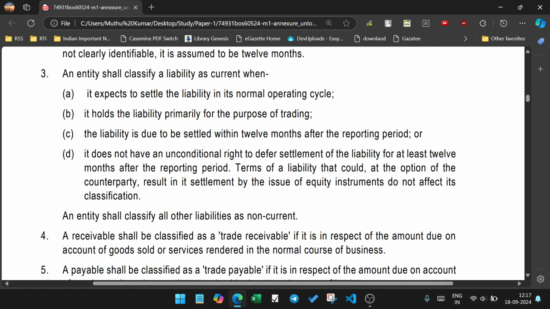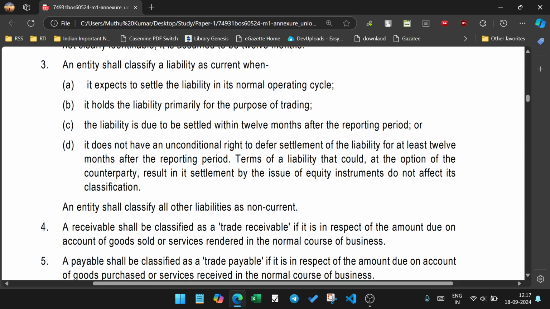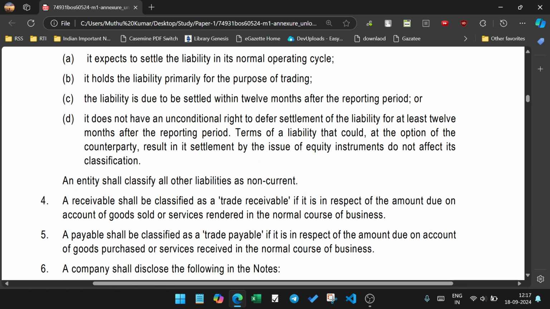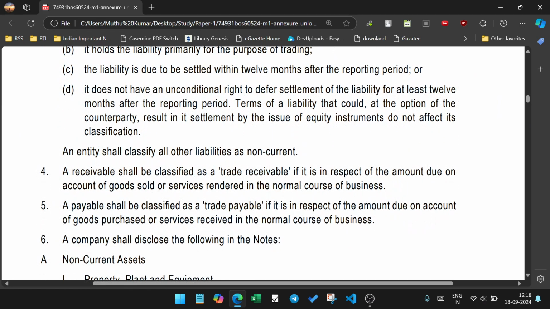The entity shall classify a liability as current when it expects to settle the liability in its normal operating cycle, it holds the liability primarily for the purpose of trading, the liability is due to be settled within 12 months from the reporting period, or it does not have an unconditional right to defer settlement of the liability for at least 12 months after the reporting period. The terms of a liability that could, at the option of the counterparty, result in settlement by the issue of equity instruments do not affect its classification. The entity shall classify all other liabilities as non-current.